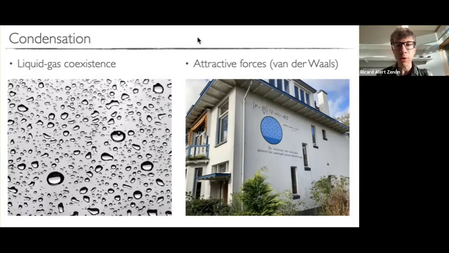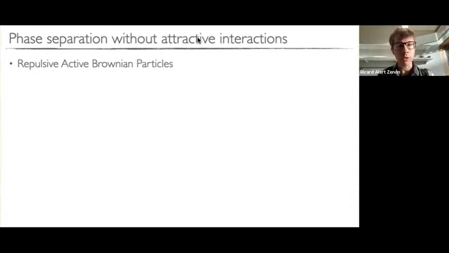And there has been a lot of work in the past decade or so showing that, in fact, in active matter, you can have condensation without attractive forces. And so the framework to understand this is a minimal model called the repulsive active Brownian particles model.